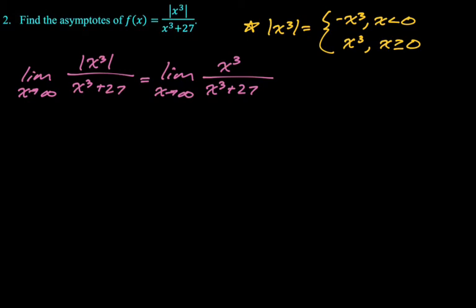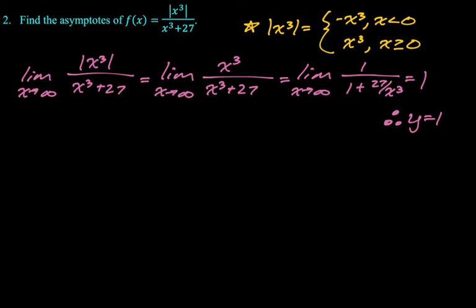Now I'm going to do the thing I usually do. I'm going to divide by the highest power of x in the denominator. So everything I see: x cubed over x cubed, over x cubed, 27 over x cubed, which reduces down to 1 over 1 plus 27 over x cubed. Now if x goes to infinity, 27 divided by infinity is 0. We just get 1. And because we get 1, that means y equals 1 is a horizontal asymptote.